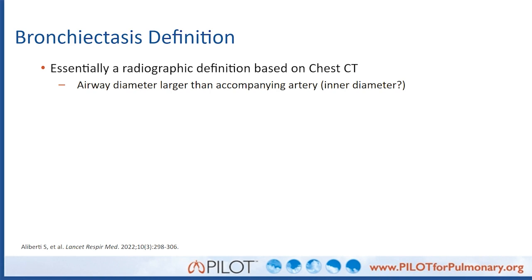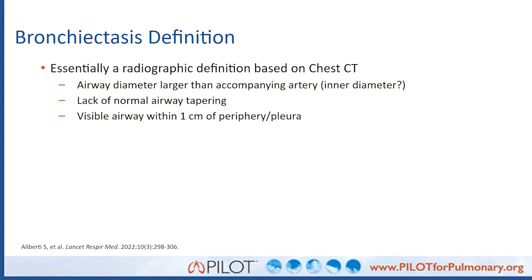However, in my experience, using the outer diameter seems to result in more false positives. Other criteria include lack of normal airway tapering or a visible airway within 1 centimeter of the pleural surface. However, you need to be careful when using this last definition, as you can see false positives due to atelectasis, which can bring the airway closer to the pleura than it normally would be.